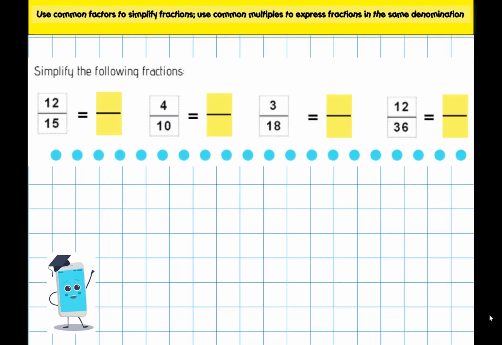The first activity on your worksheet is some simplifying. So you have some fractions which you need to simplify. If you feel confident with doing this already, then give it a go. If not, stay and watch the video and we'll go through some examples.